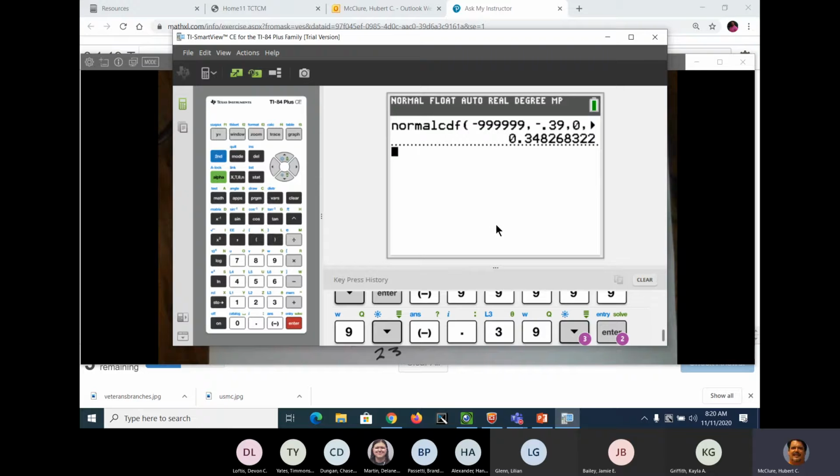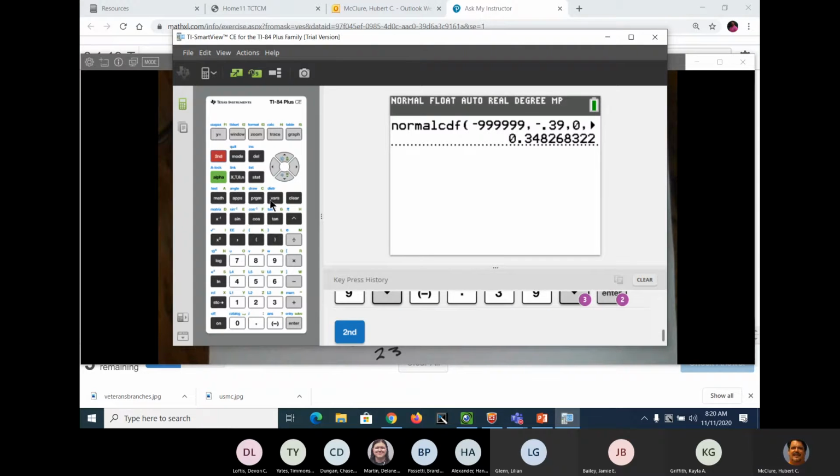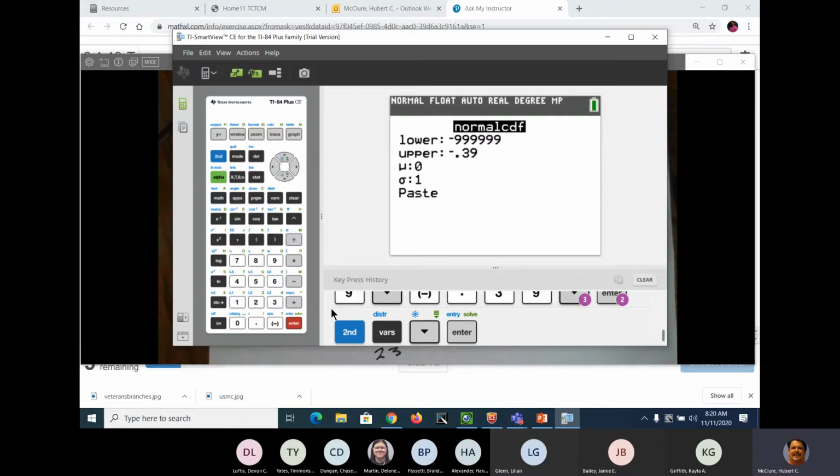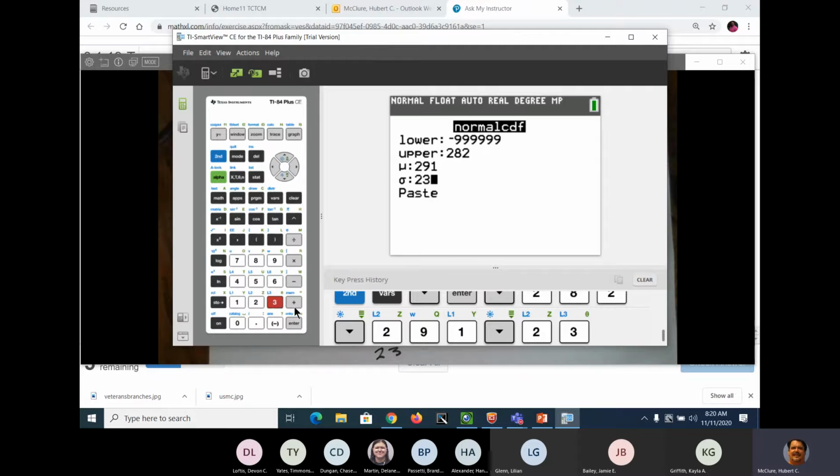So let's do it by the new calculator. Second, bars, normal CDF, and I'm going to type in negative 9999 to 282, 291, and 23. And see, it calculates all those numbers and it doesn't round any of the decimals. So it's going to be a little bit more accurate.